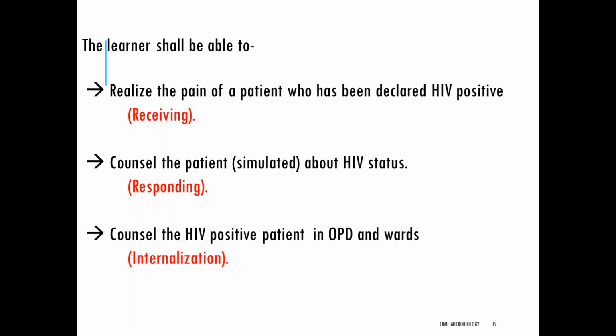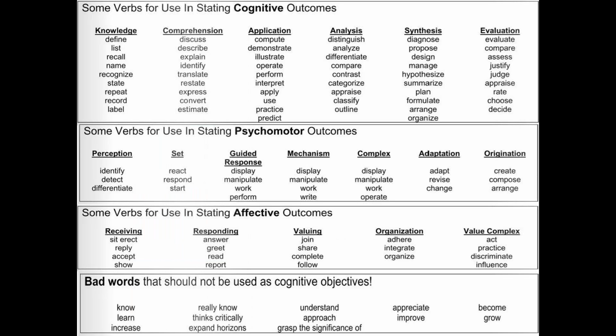So these are the things we have to be very, very specific about when we are deriving the learning objectives, especially in this domain of art. You must also know by now that there are action verbs associated with the cognitive domain, the psychomotor domain, and the affective domain, which particularly highlight what is expected of the student to do.